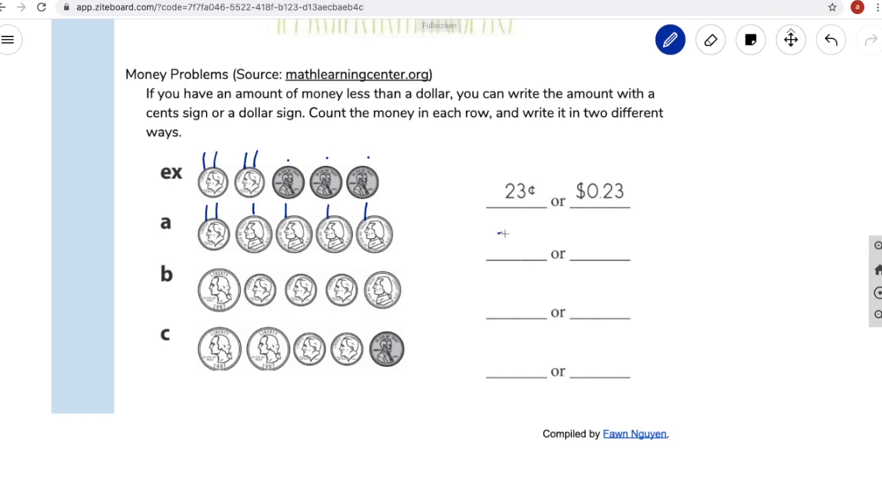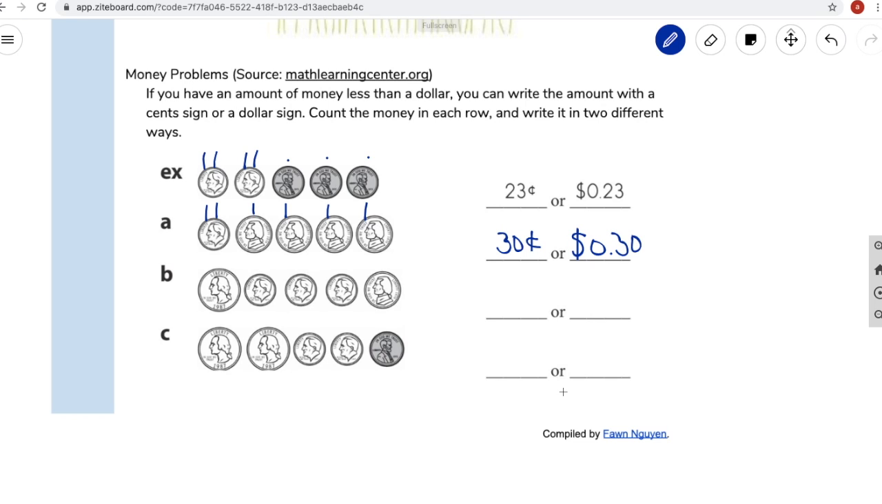So we can write it with the cent sign. We have 30 cents. We can write it with the cent sign, or we can write it with the dollar sign. So you write your dollar sign first, which is an S with a line in it. And then you write 0 because you don't have any dollars. So our dollar amount goes there, but we don't have any. And then my cents is 30. So I would just write 30.